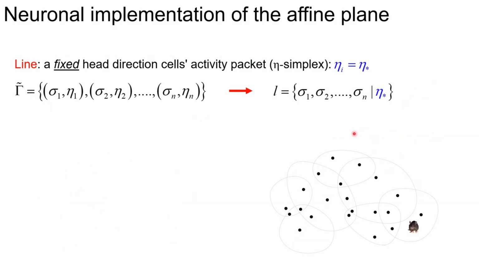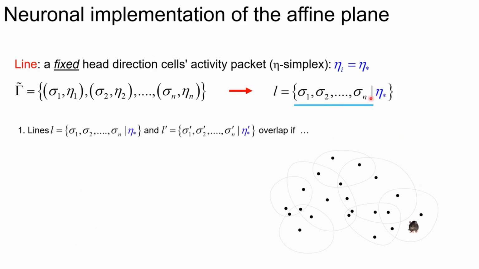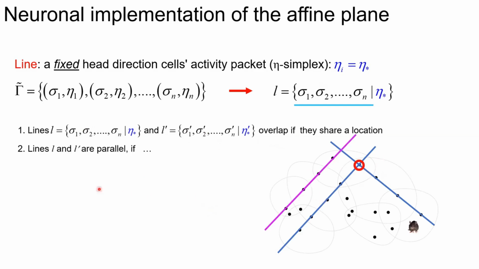Simple as that. Here I would like to introduce a very convenient notation for alignments: just a series of sigmas, these hippocampal cell assemblies, whichever ones we go over, and eta is fixed. Basically, we're moving over position, position, position, position, but the head direction cell is the same. We're guided by the same head direction activity. Now, I can use this language to define a bunch of geometrical notions. For example, two lines or alignments overlap if they share locations. So one of these sigmas has to be the same here and here, and they overlap. Two lines are parallel if they're guided by the same eta. The sigmas can be different, the series of sigmas here and here are different, but the eta has to be the same. Then they are parallel.